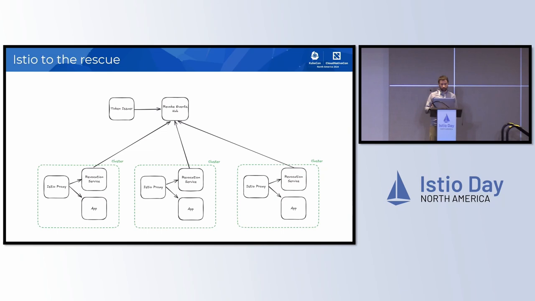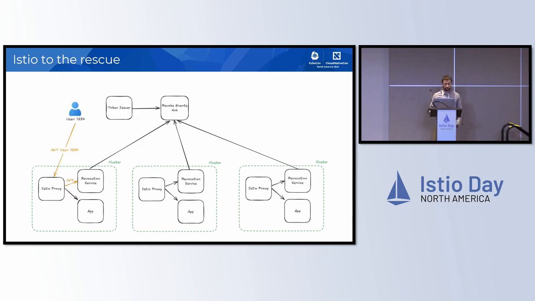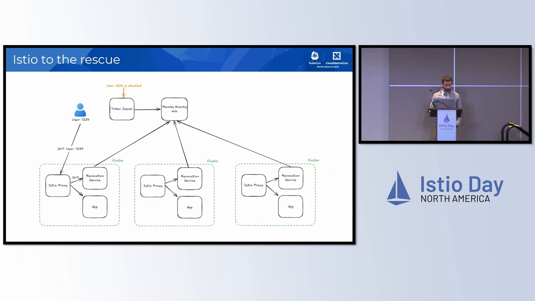If you scale this out, it looks kind of like this, where you have a revocation service in every cluster. Let's say you have a user 1234 that's already logged in and using an application, passing that access token as a bearer token on the header to this Istio proxy, and it's working as expected before we enter any of this new information. Then let's say the user is disabled in the token issuer. Some event happens that causes someone to take action to do that.